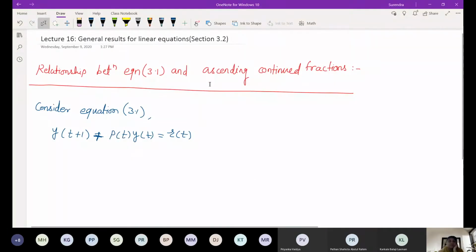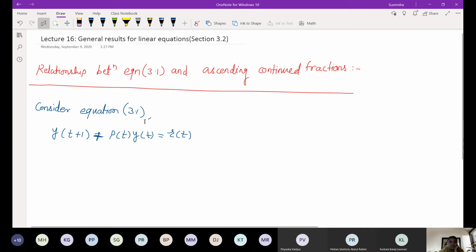So yesterday we have seen how to solve first order linear, homogeneous, and non-homogeneous difference equations. Now we have to see the relationship between equation 3.1. What is our equation 3.1? It is y at t plus 1 plus p of t y t is equal to r t, a first order linear difference equation of more general type. And we have to see the relationship between this equation 3.1 and ascending continued fractions.